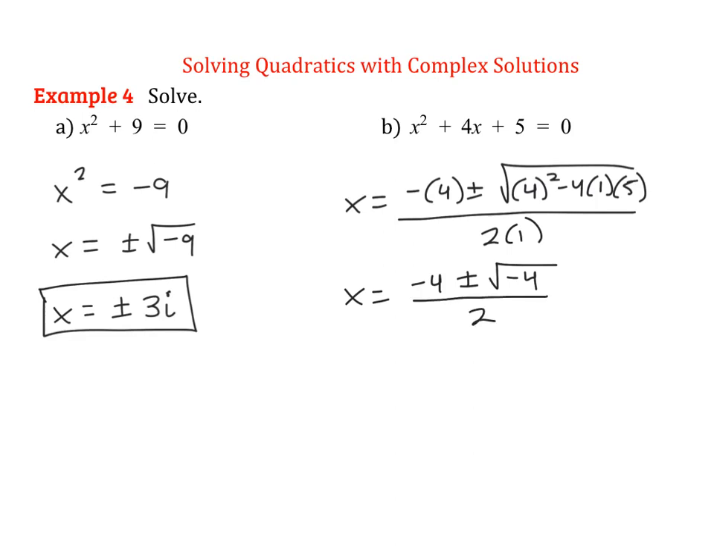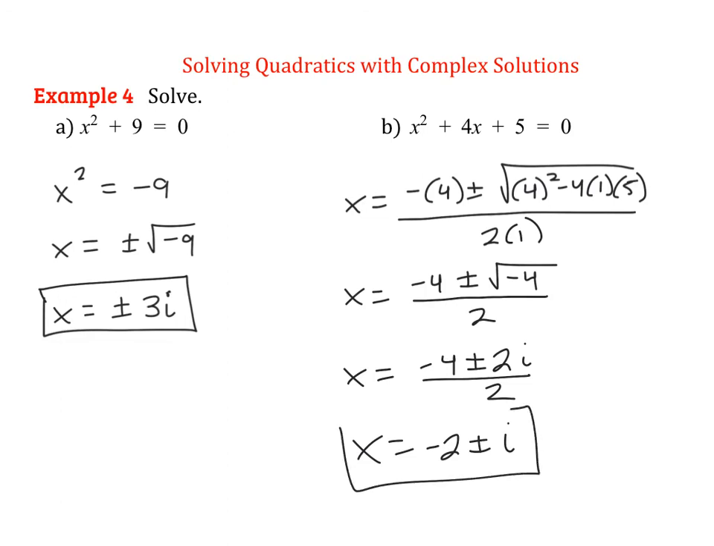Okay, all over 2. Let's simplify our square root. So we have negative 4 plus or minus 2i all over 2. And then I can divide both terms by 2. So negative 2 plus or minus i. So remember, this is just like solving any other quadratic equation. You just have to do that extra step of simplifying a square root of a negative.